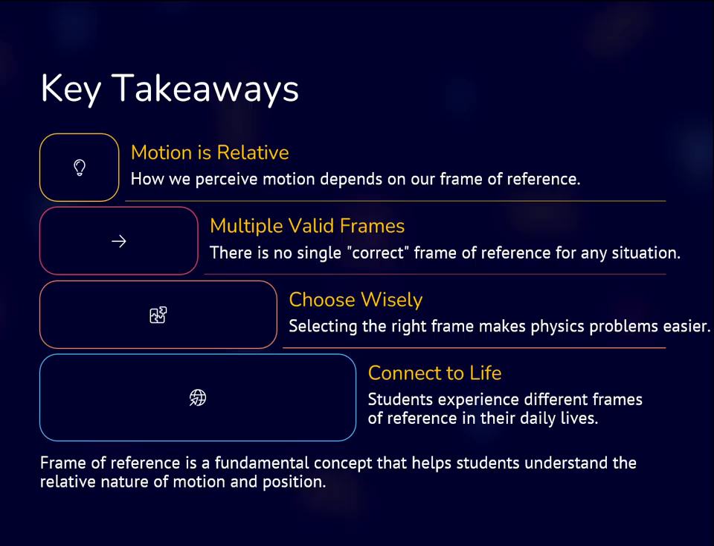So let's wrap up everything we've discussed so far in this video. Motion is relative. How we see motion depends entirely on our frame of reference. Multiple valid frames exist, meaning there isn't one true frame. Different frames offer different advantages. We need to choose wisely. Some frames make calculations easier and interpretations clearer.